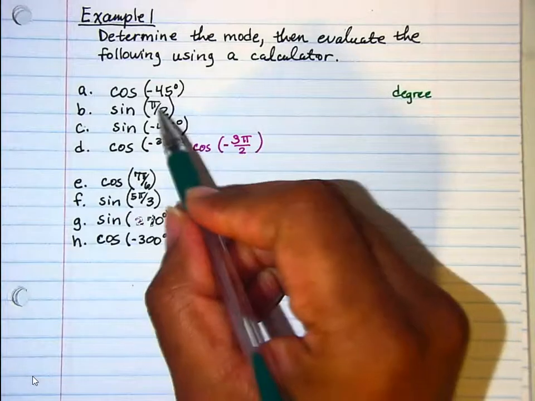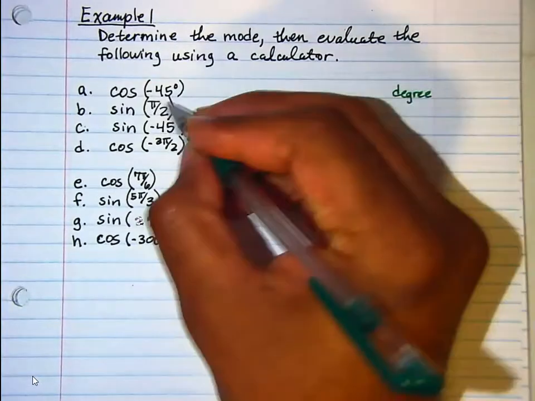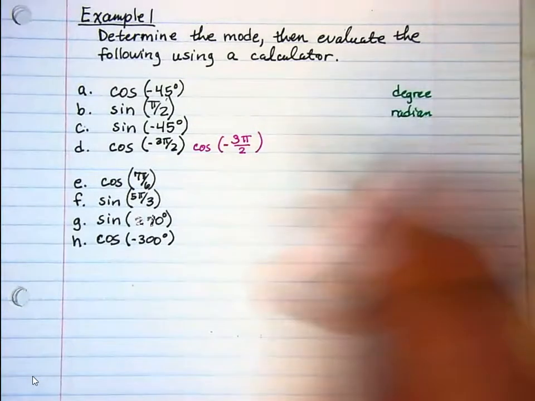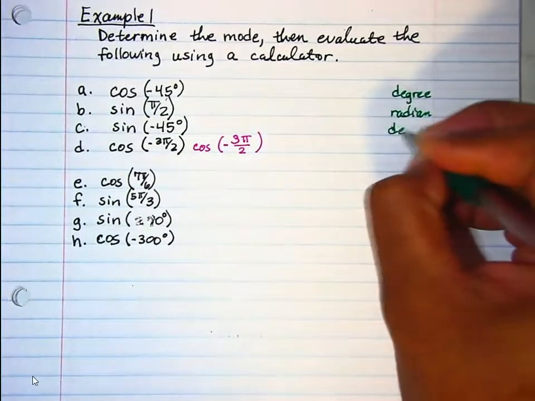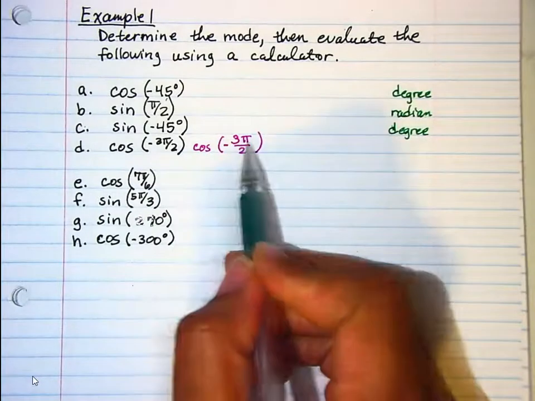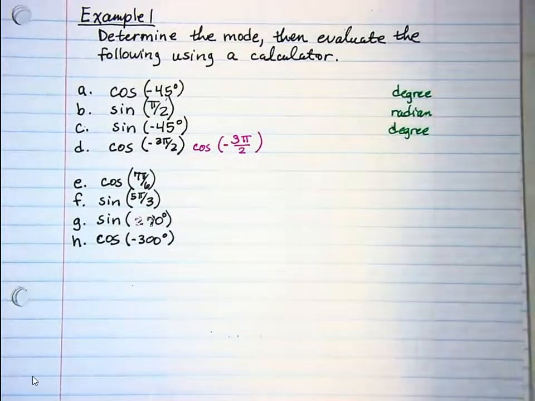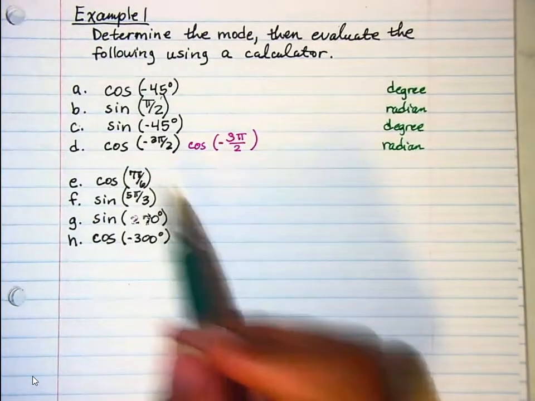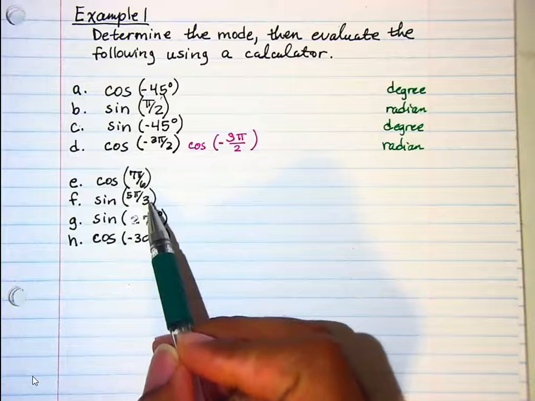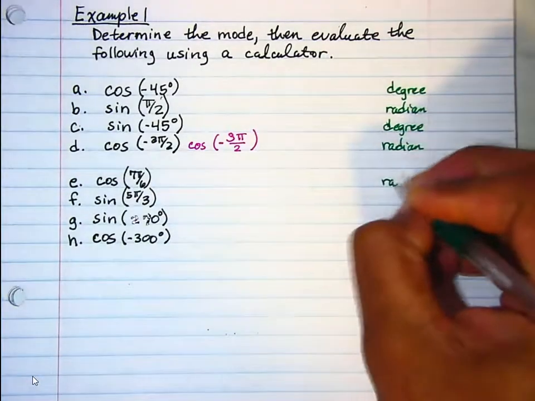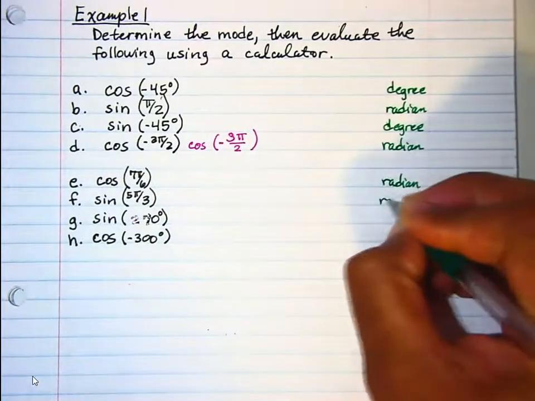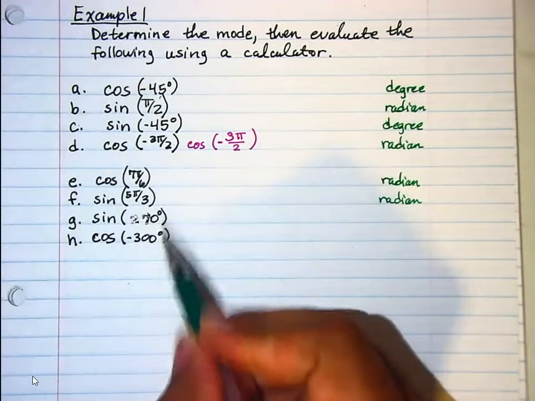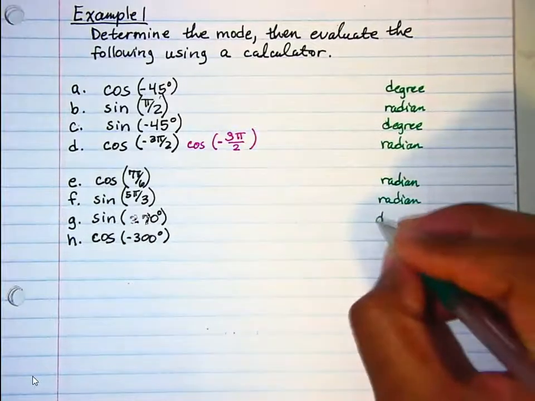This has pi in it, so that means it's radian. But also there's no degree symbol there, so that means it's radian. Again, we have a degree symbol here, so that's degree. And then here, there's no degree symbol, and there's a pi in it too, so it's radian. Going through the rest of them, these do not have degree symbols, and they have pi, so they're radian. Remember, radian does not necessarily have to have a pi in it. It just does not have degrees. And then these two both have degree symbols, so we're going to do degree.